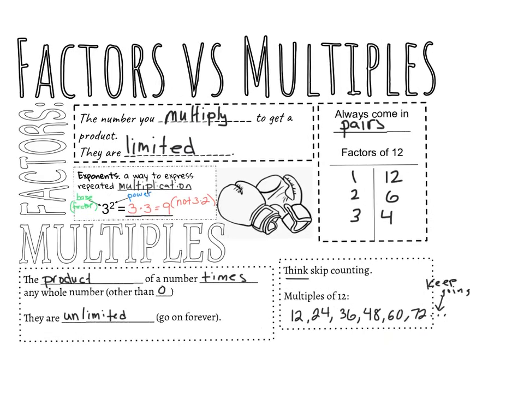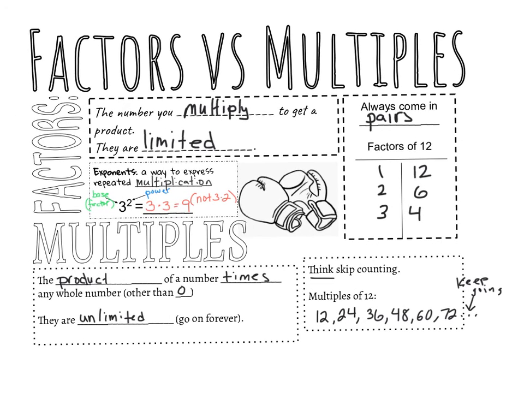So just to recap, factors are limited. They come in pairs. So factors of 12 would be 1 and 12, 2 and 6, 3 and 4. Multiples go on forever, and it's like you're skip counting by that number. So we start with 12 and we just keep going. So 12, 24, 36. Those are our multiples.